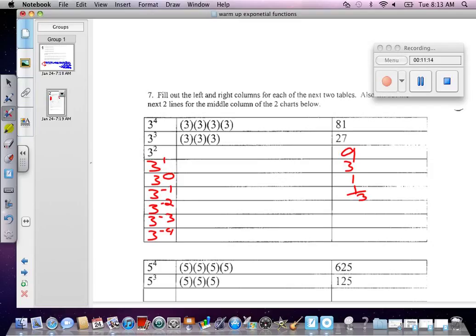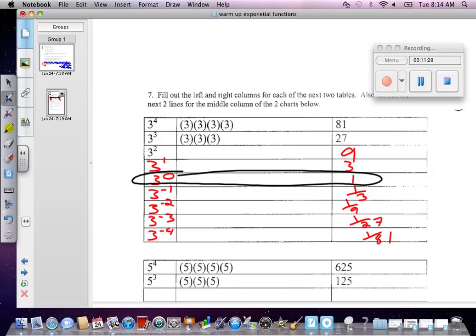What do you think the next one would be? 1/9. What do you think the next one would be? 1/27. And the last one? 1/81. One of the key things I want you to see here is, do you see when 3 is to the 0 power, what do we get? 1. Okay? Do you see if they're negatives? All I did is flip it over. It's the reciprocal. Right?